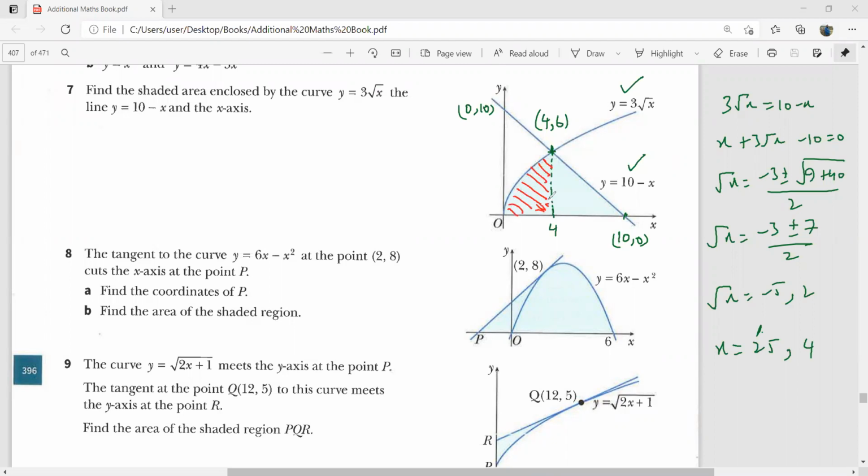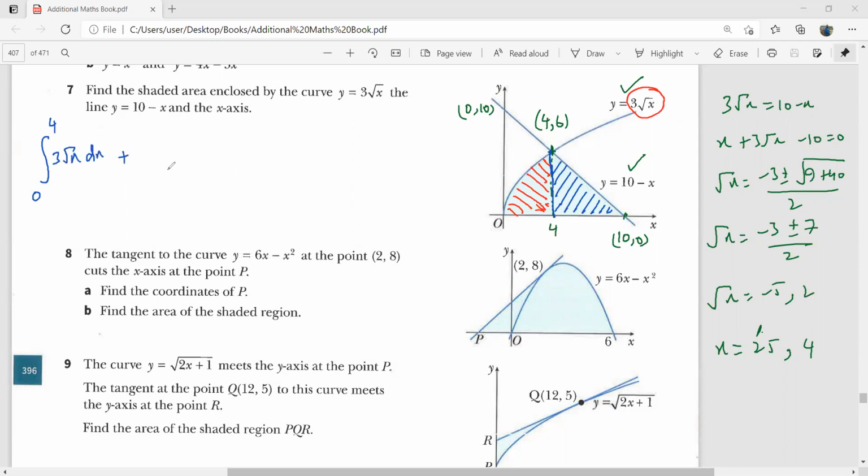This is the curve with the equation 3 under root x. And let me color this blue here. The blue area is between the line and the x-axis. That is how you have to divide using this ordinate, this vertical line, that is your x equal to 4. So if you want to find this area, there is no subtraction to take place over here. This is the limit from 0 to 4 of 3 under root x dx.